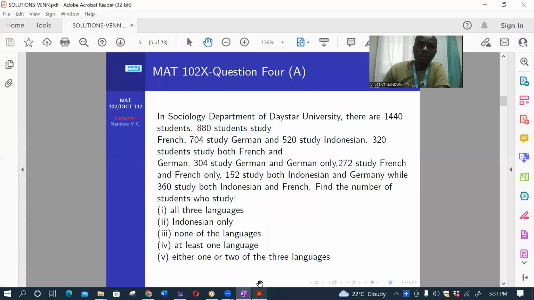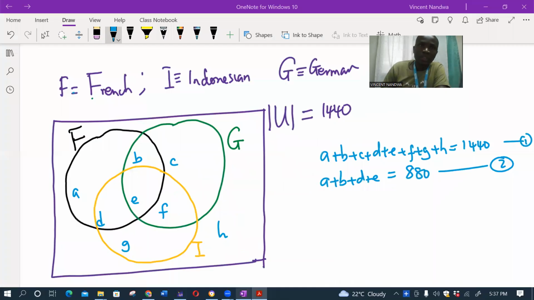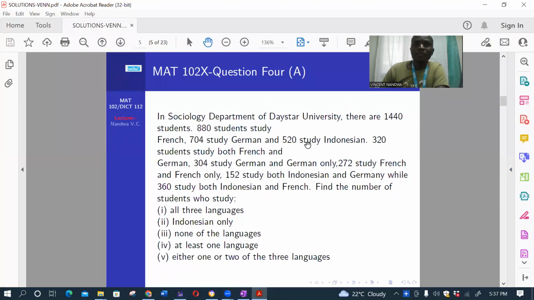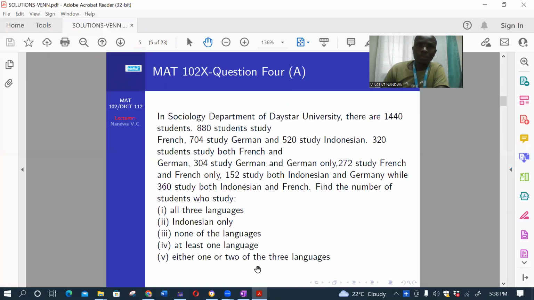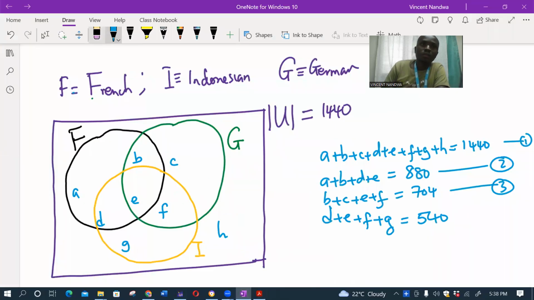German: 704 study German. German is this green circle. So B plus C plus E plus F is 704. And then 520 study Indonesian. I is D plus E plus F plus G, which is 520.